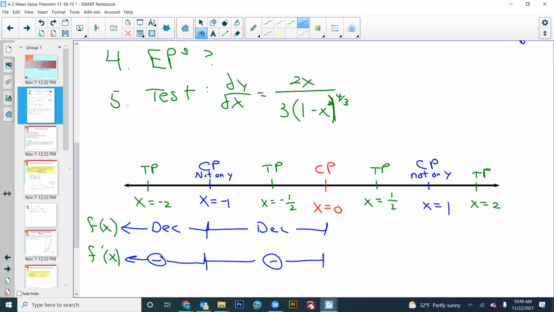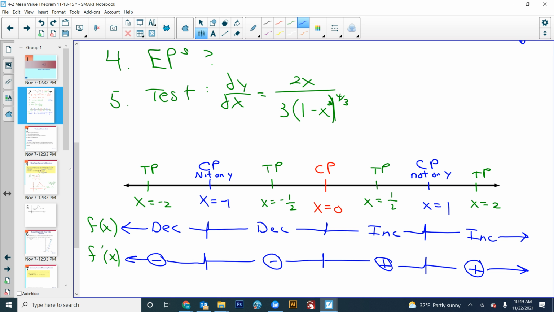All right. Plug in a half. What do you get? Positive or negative derivative? Positive, which means f is increasing. And then plug in 2. Positive forever. All right, our only critical point was 0. F prime changed from negative to positive. That means f went from decreasing to increasing. At a smooth critical point, that must be a minimum. Okay, minimum.